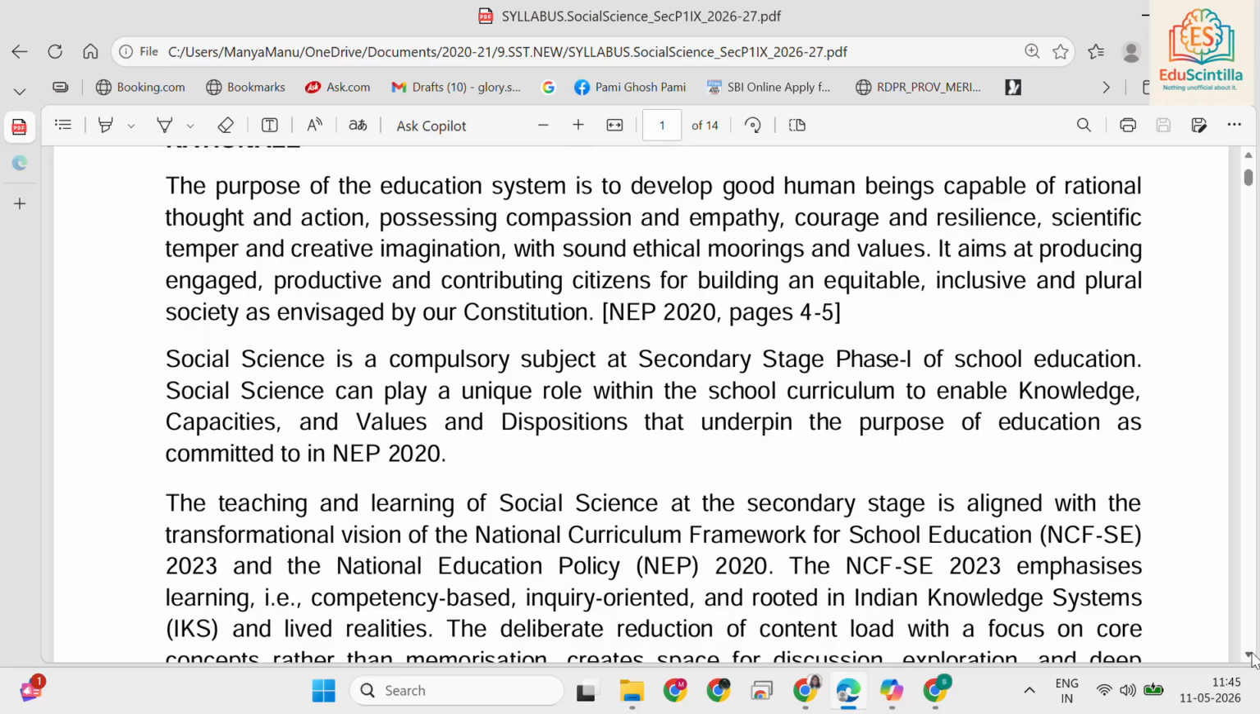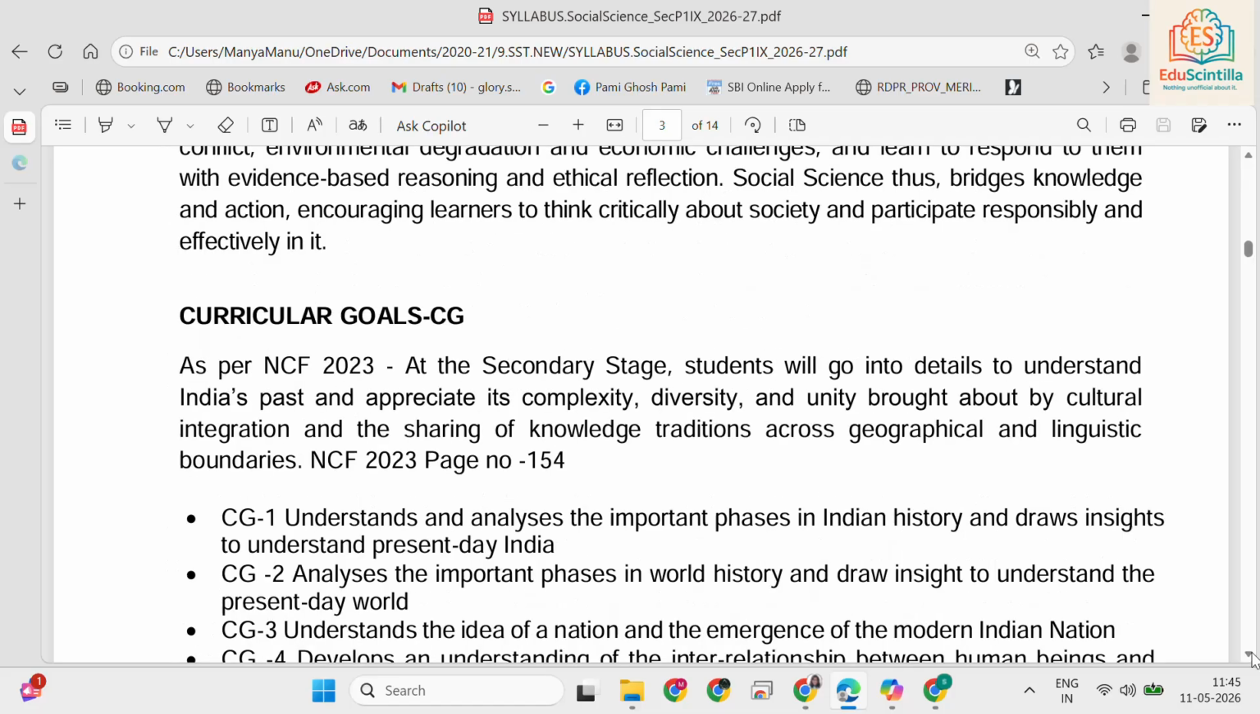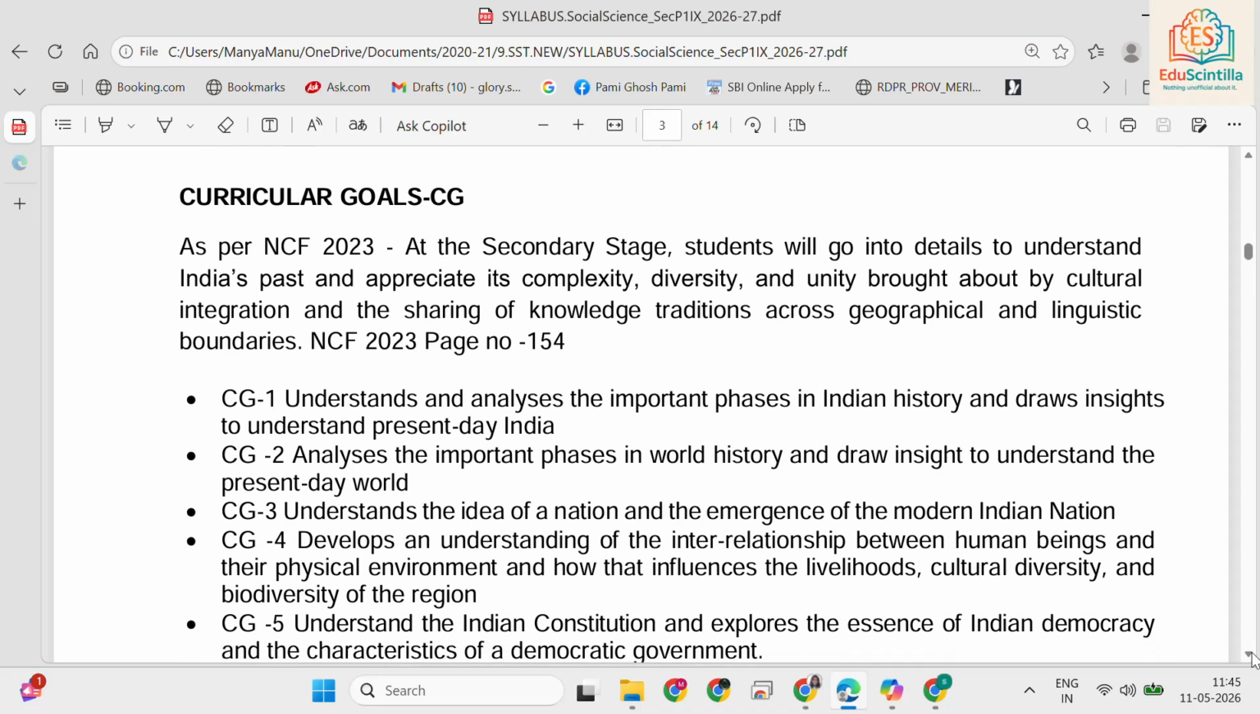The focus is on skills like analyzing evidence, interpreting maps, questioning stereotypes, and applying concepts to real world issues. This isn't just a subject, it's a toolkit for becoming responsible citizens. You can see this document also consists of curriculum goals and competencies. So let me brief you on what a curriculum goal is.